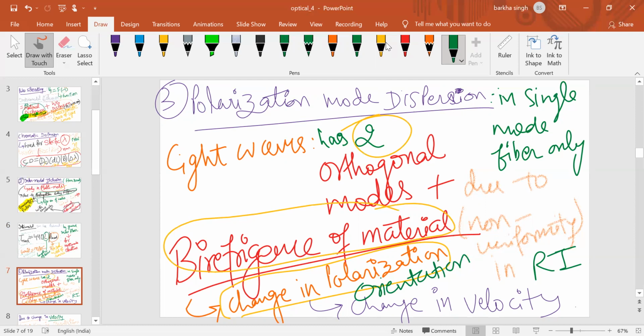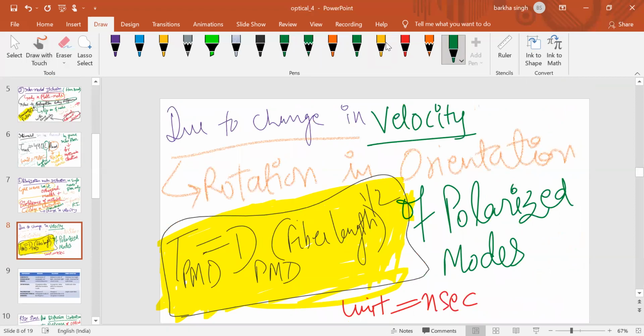We have this important and beautiful formula of polarization mode dispersion, which is equal to D_PMD, the polarization mode dispersion coefficient or constant, times the square root of fiber length, and its unit is nanosecond. And this is the propagation delay due to polarization mode dispersion. So we can use this formula to solve manual numericals.